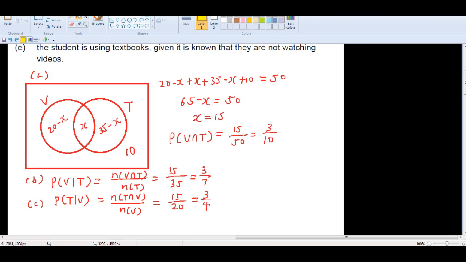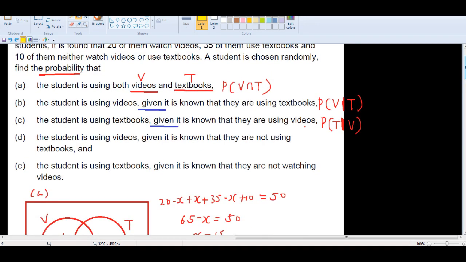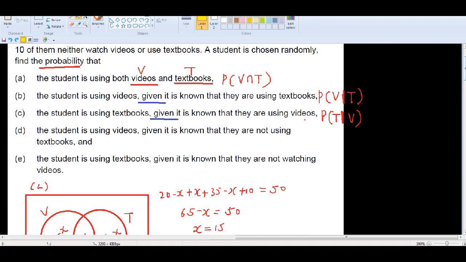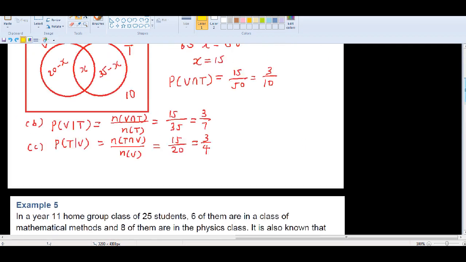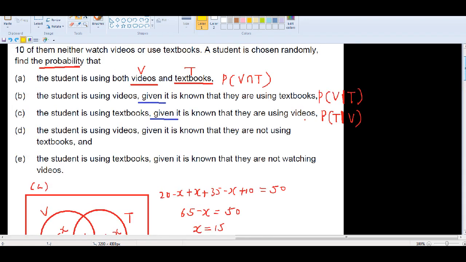Then you will use the intersection of V and T divided by the number of students using textbook. So it should be 15 divided by 35. It will be 3 over 7. That's it. And C would be the other way around: probability using textbook, given that you know they are using videos. So it would be 15 divided by 20. You should understand this by now.